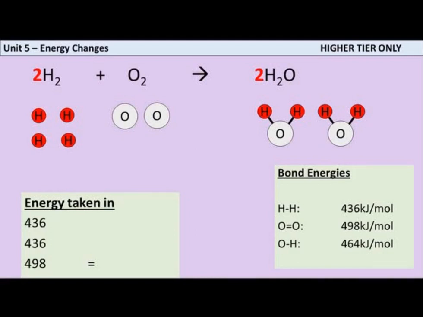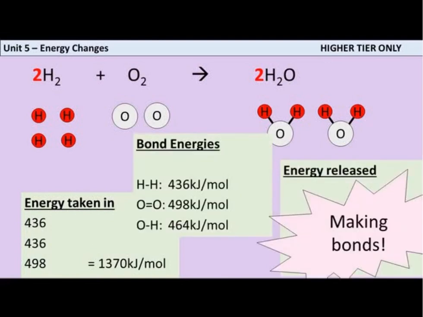So I've crossed out my 3 bonds and I've written down 436 for hydrogen, hydrogen, 436 for hydrogen, hydrogen, and 498 for oxygen, oxygen double bond. And if I add all those up, I can see that this reaction is going to need to take in 1,370 kilojoules of energy. So next I need to think about making some bonds.